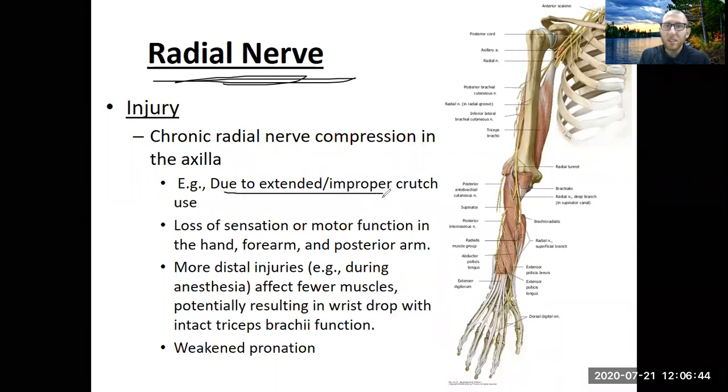And it could be due to a crutch, having a crutch from, let's say, a leg injury, and just putting compression on that radial nerve as it travels down posteriorly to the forearm. You could also have fractures of the humerus or fractures down in the forearm that could damage it, but you're looking for essentially issues with extension for that radial nerve damage.